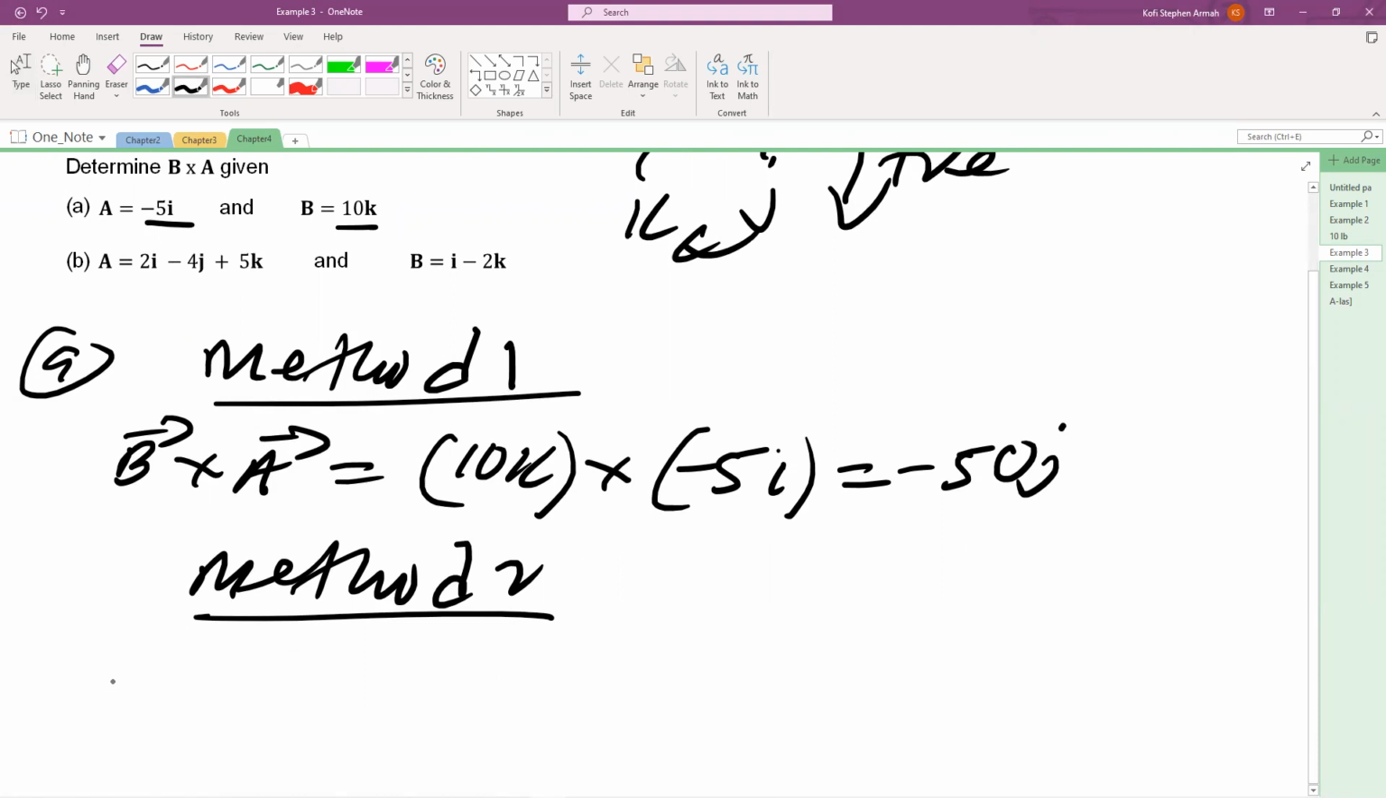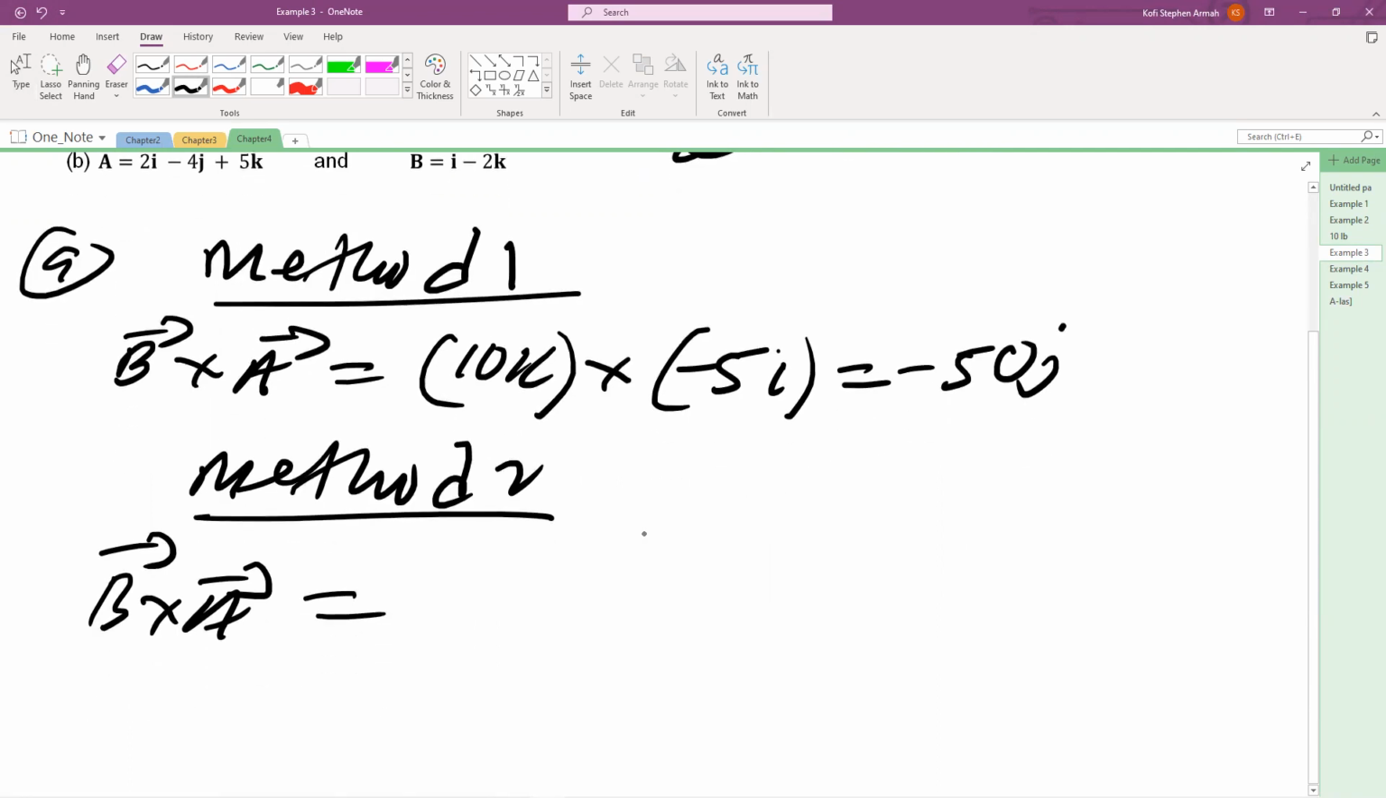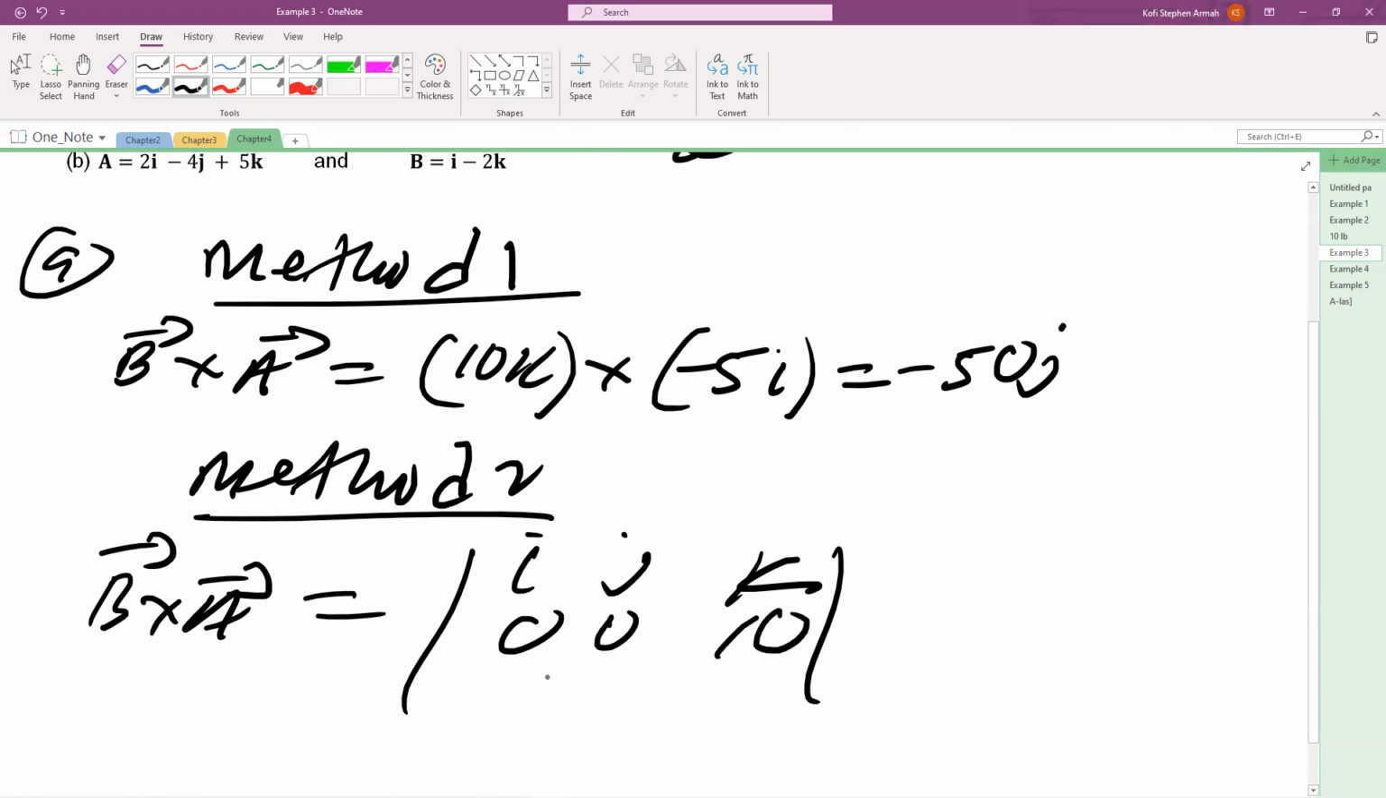Then B cross A is the determinant. You write I here, you write J here, and then you write K. The B is 10K, so it's 0, 0, 10. The A is minus 5, 0, 0. And this is equal to, look at this, you don't need to waste too much time. You know K and I is going to be J, so the only one that will work is J.